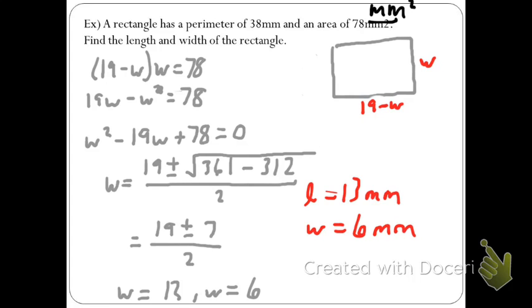And it's real easy to check. 2 times 13 plus 2 times 6 will give you 38. 13 times 6 is 78. This worked out perfectly. It's just an example of where a quadratic equation can be a very useful thing for a real type of problem.